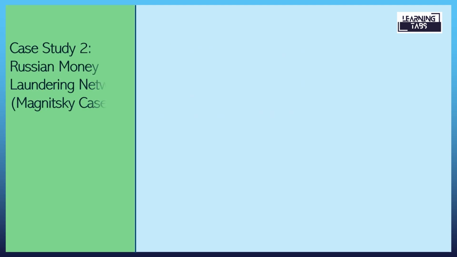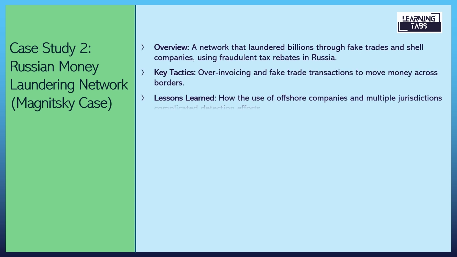Case Study 2. Russian Money Laundering Network, Magnitsky Case. Overview: a network that laundered billions through fake trades and shell companies, using fraudulent tax rebates in Russia. Key tactics: over-invoicing and fake trade transactions to move money across borders. Lessons learned: how the use of offshore companies and multiple jurisdictions complicated detection efforts.